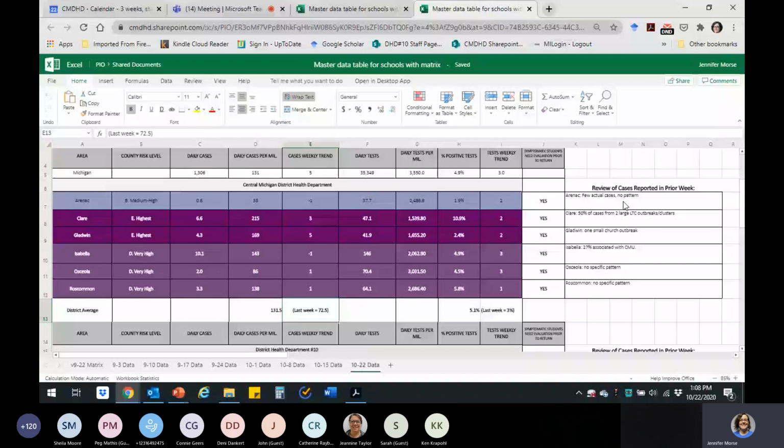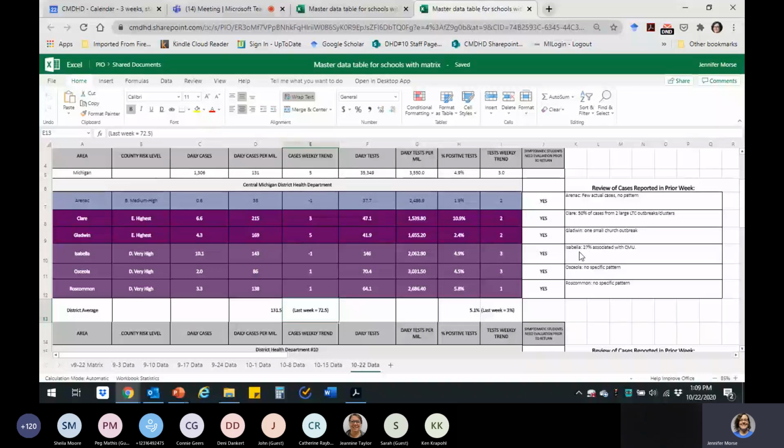Clare County, half of the cases that they've had over the last week have been associated with one of 2 long-term care facility outbreaks. So just to be aware of that. Now, it doesn't mean that that's not going to affect workers there that then can affect family members, but just to be aware, it's not necessarily throughout the entire community. Half of it's within those outbreaks. Gladwin County, there's just one tiny little outbreak, but the rest seems to be just not really any pattern.